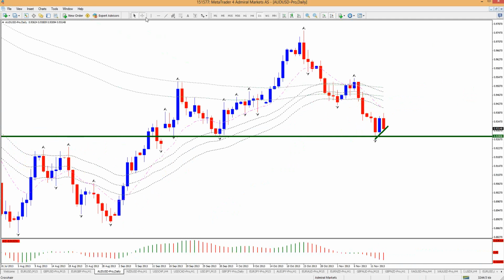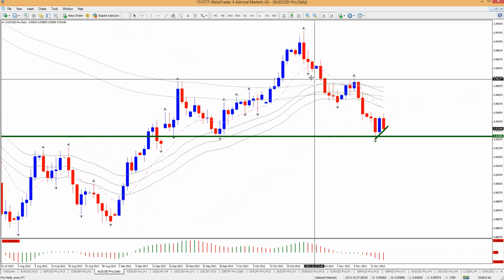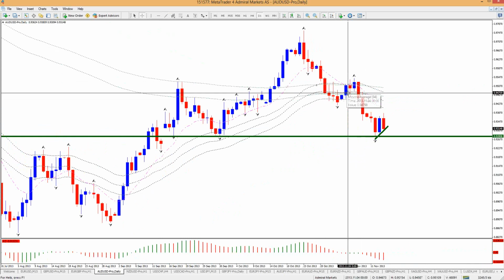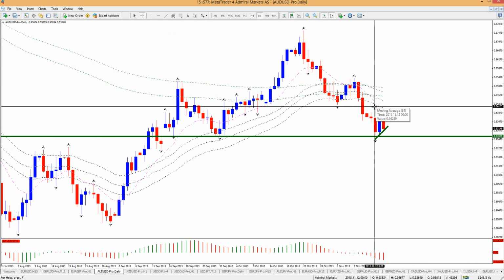You can see the downside is pretty prevalent or strong. We only had a couple of up days in this whole downside. All the other days were bearish, in fact.